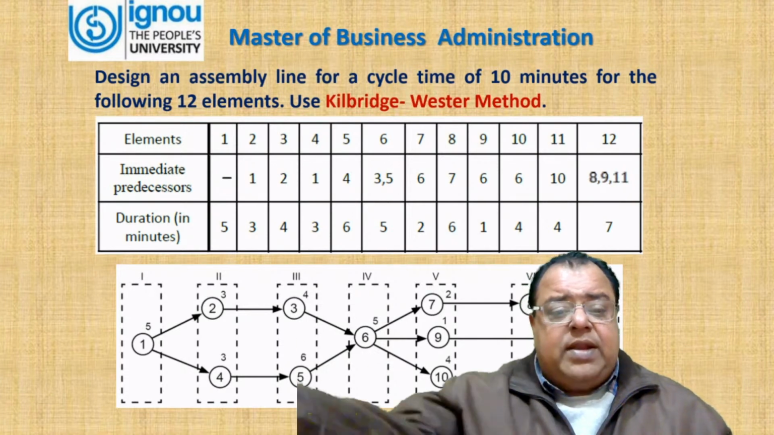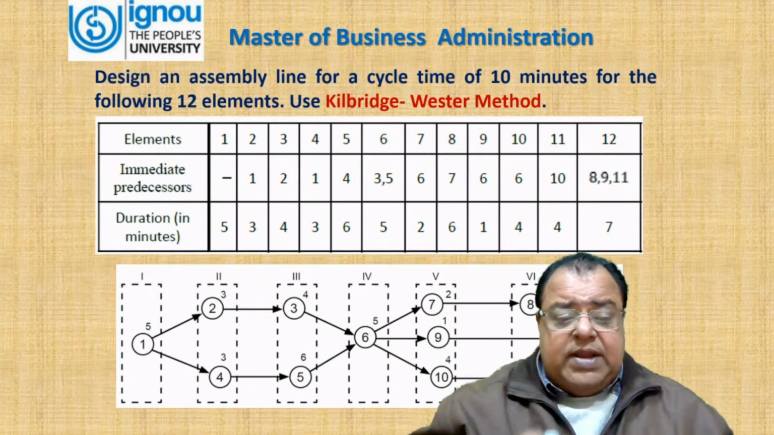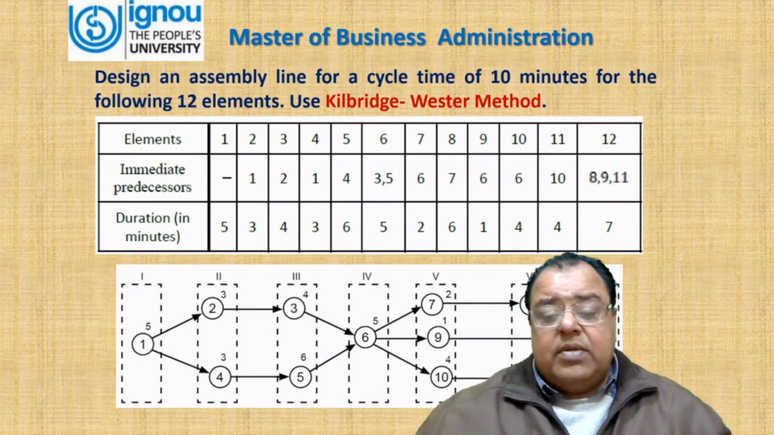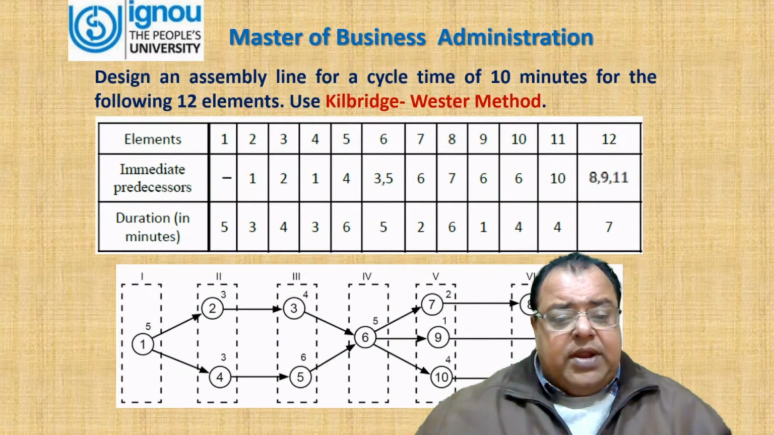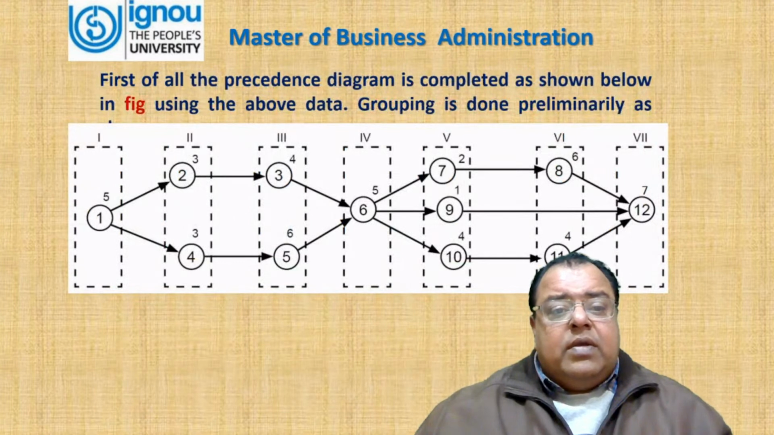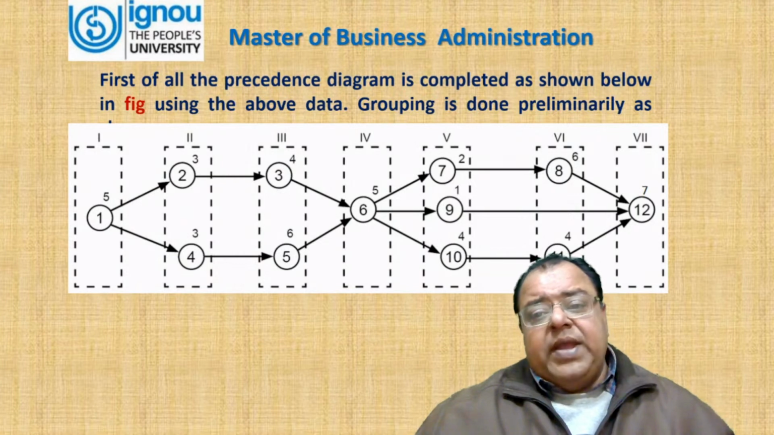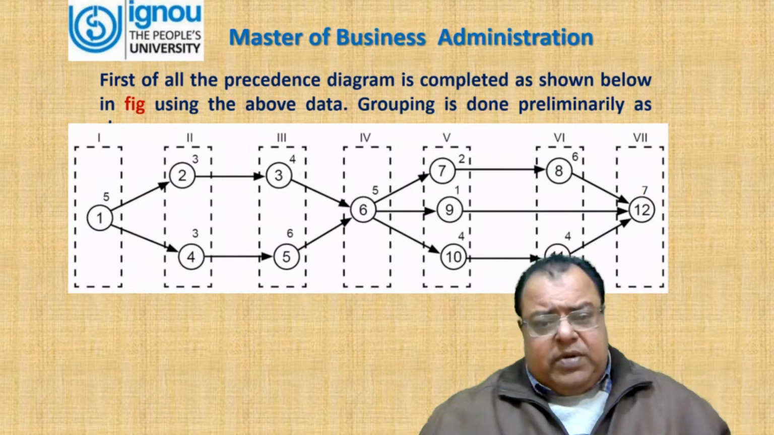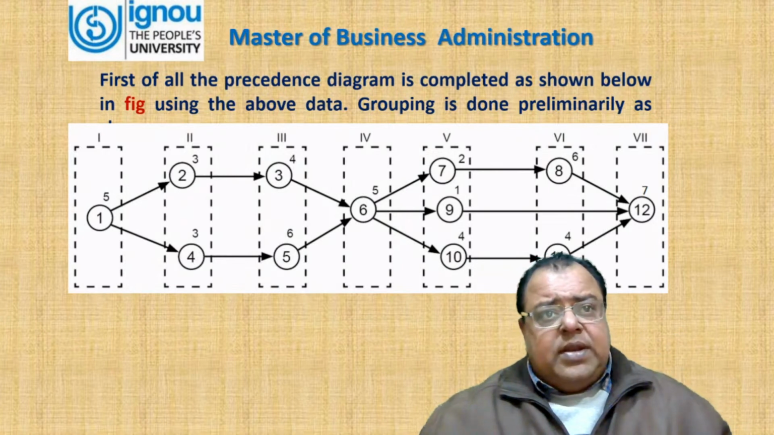form this precedence diagram. And on the elements, which we have written in circles, we have to write their time duration. So we can see that numbers are there, 5, 3, 2. Similarly, all the durations in minutes are written on it. First of all the precedence diagram is completed as we have discussed. Grouping is done primarily as per the diagram that we found. So these dotted boxes are clubbed, that means the grouping has been done.